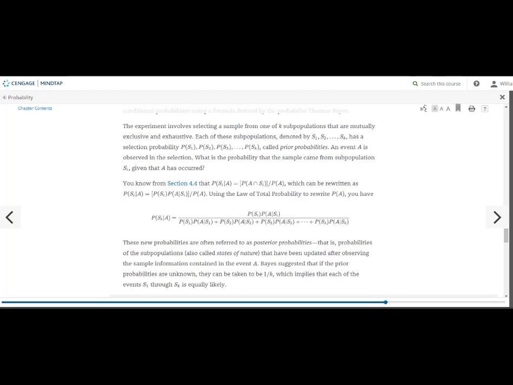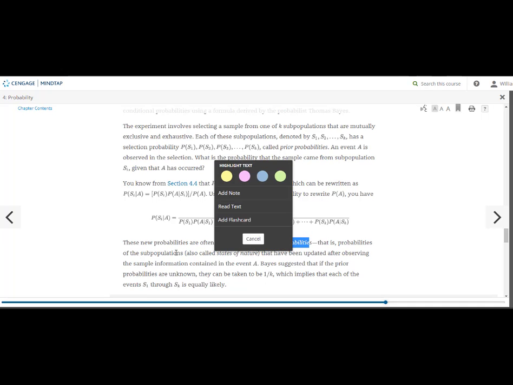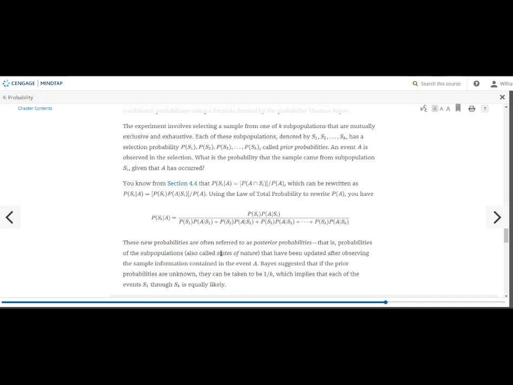Now, there's a certain kind of language that they use to talk about this theorem, which for a long time really confused me. They use the word posterior probabilities, and they call the subpopulations states of nature. This has to do with a particular way that they're using this theorem, but I'll explain it a little bit. So the posterior, they call it posterior probabilities. This is called a posterior probability.